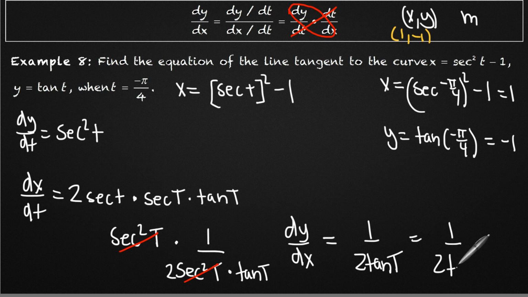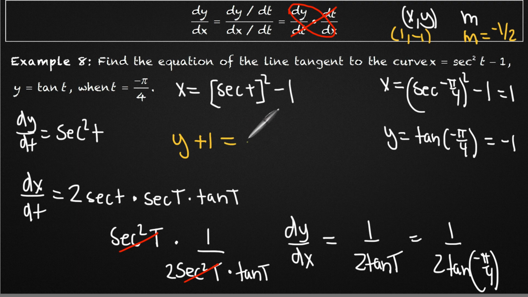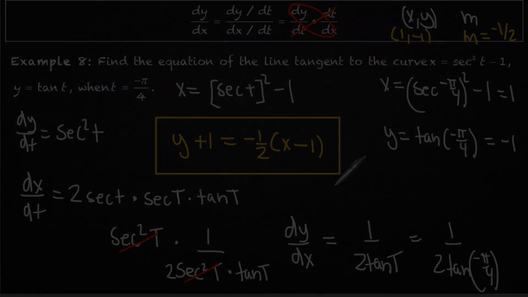So 2 times tangent of negative pi over 4. We've already done that earlier, and we found the tangent of negative pi over 4 to be negative 1. So our slope is going to be negative 1/2. Now we're going to write our tangent line. So our tangent line is going to be y minus our y coordinate, which is just 1, equals our slope, negative 1/2, times x minus our x coordinate. And this is a very long problem, but we've got the tangent line written.